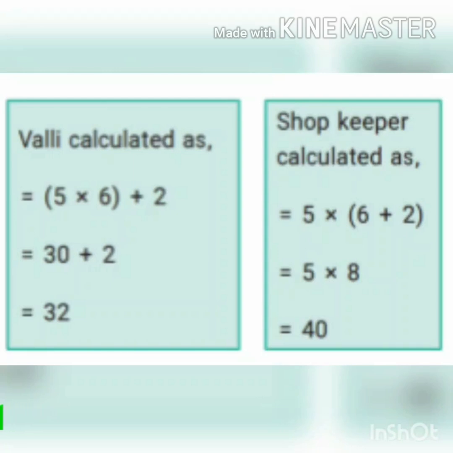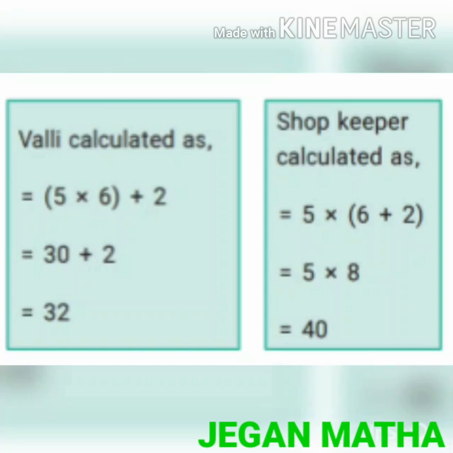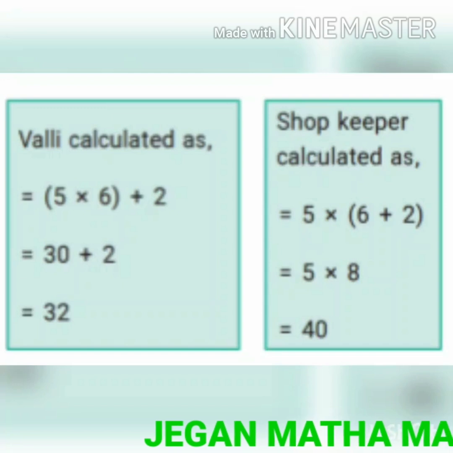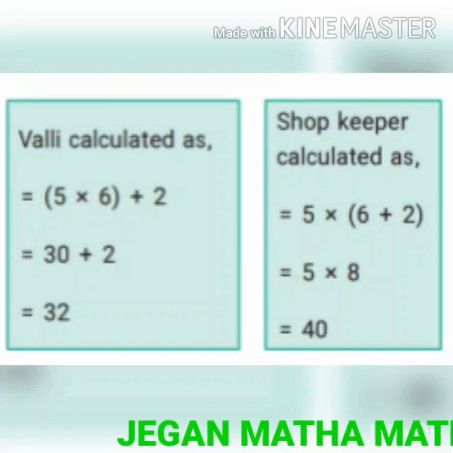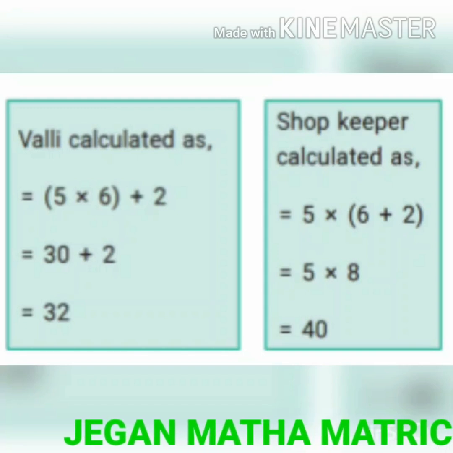Now the shopkeeper calculated like this. Let us see the calculation. 5 into in bracket 6 plus 2. So you can add the bracket numbers first. 6 plus 2 equal to 8. In the second step, 5 multiplied by 8 equal to 40. So the shopkeeper claimed rupees 40. The amount rupees 40 claimed by the shopkeeper is correct.